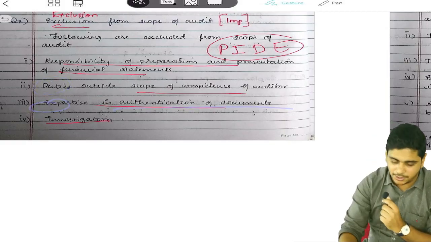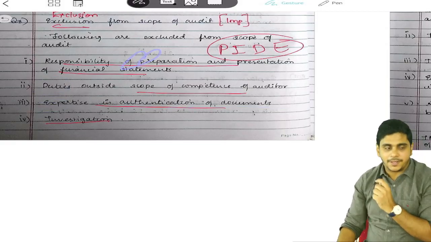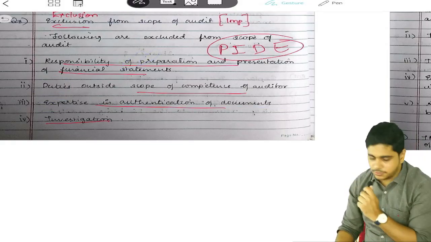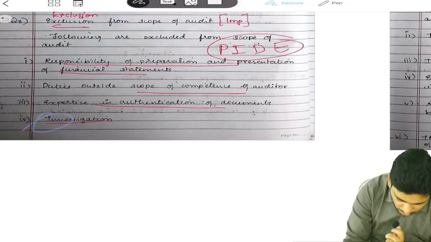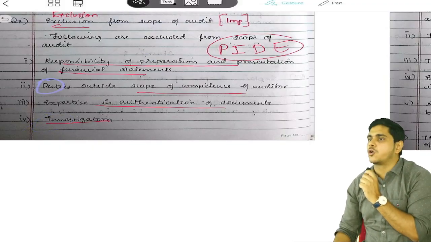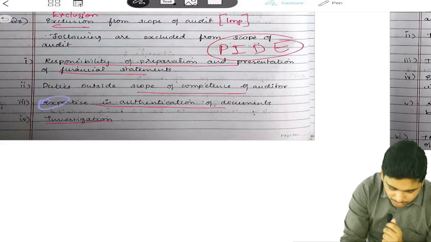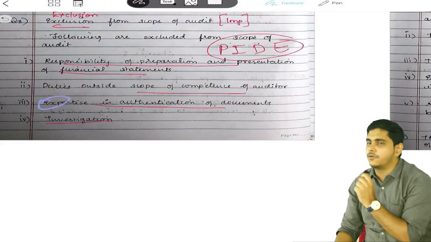Again we do. What is P? Preparation and presentation of financial statements. I, investigation. D, duties outside the scope of competence of auditor. E, expertise in authentication of documents.